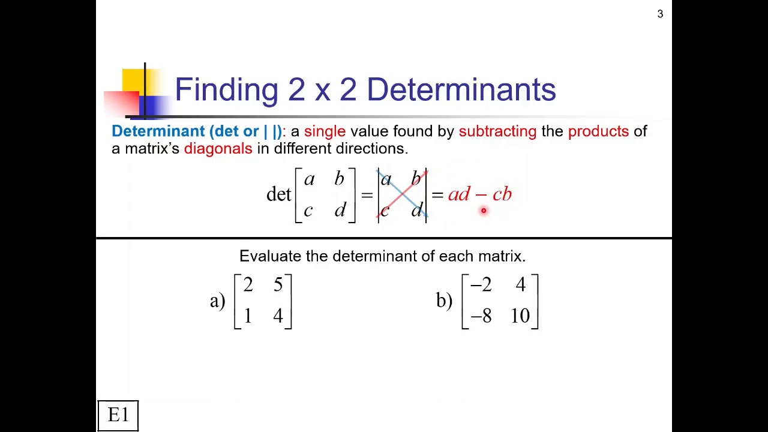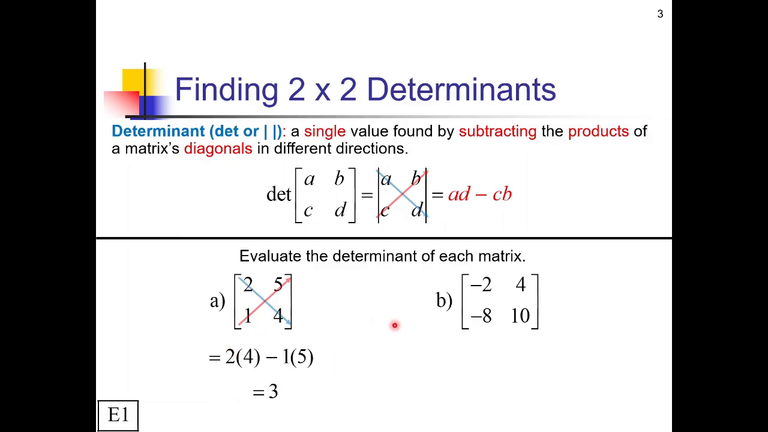So with this in mind, pause the video and see if you can figure out the determinant of each of these matrices down here. All right, let's see how that went for you. Let's start with part A. We have the top down diagonal, that's 2 times 4, minus bottom up, 1 times 5. So 8 minus 5 just gives us 3.